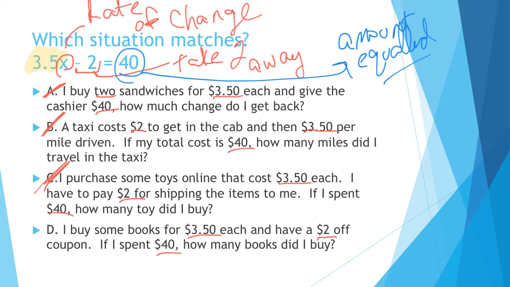So now we're looking at D. D says, I buy some books for $3.50 each. Okay, so I've got my rate of change. I have a $2 off coupon. Okay, that definitely works. $2 off and take away 2. I spend $40. How many books did I buy? That means that my variable must tell me how many books did I buy. So that one works. So that's my correct answer, D. Do you see how I was able to get that from there? So let's go on to another one.